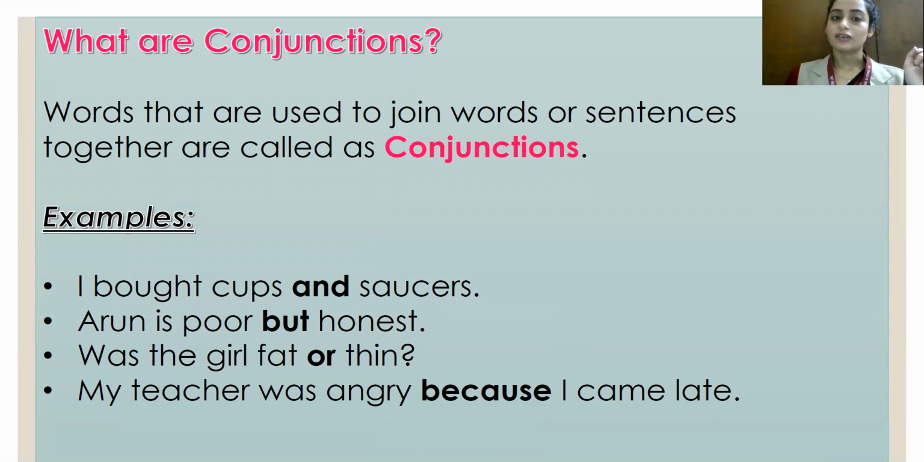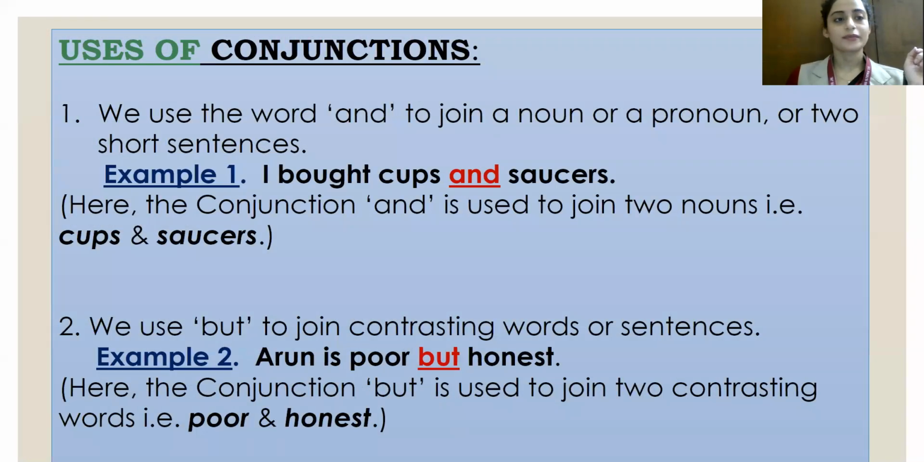Now, let us take a look more closely. Here we have the uses of conjunctions. What are the uses of conjunctions? First, we use the word and to join a noun or a pronoun or two short sentences. Like I just told you, the conjunction is used to join words and sentences. So we have the first example here, like I had on the first page, so we are repeating the same examples here.